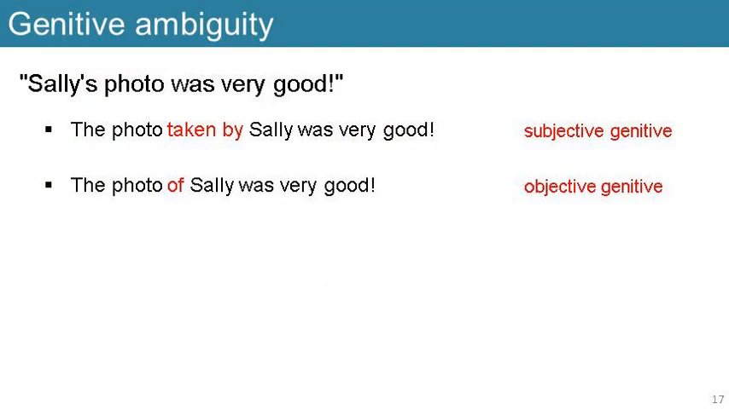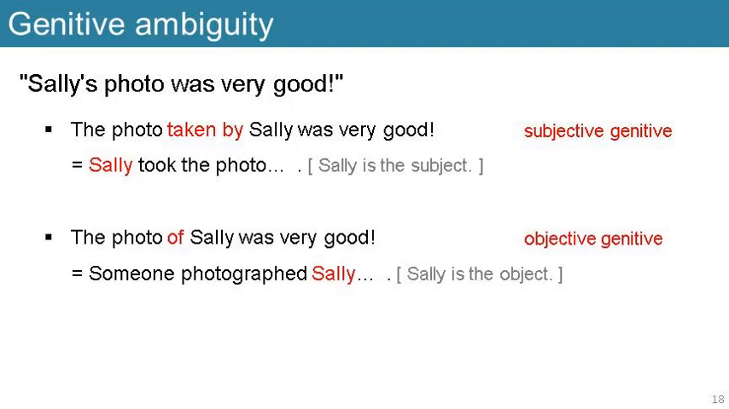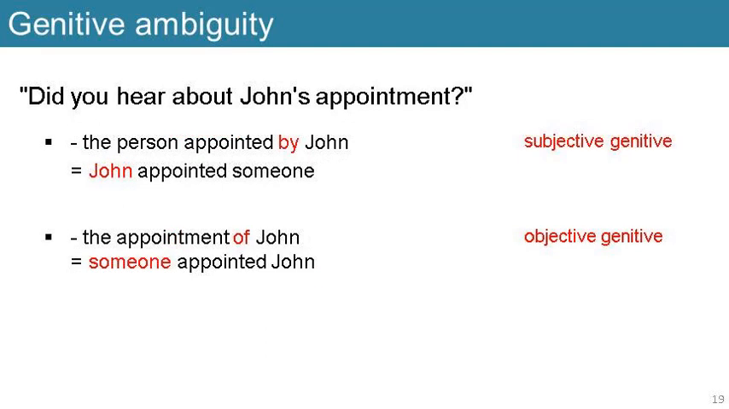These alternative interpretations can be classified as the subjective genitive and the objective genitive. The subjective genitive and objective genitive designations are based on the fact that Sally is the photographer in the first interpretation of the original sentence, and in the second interpretation she is the photographed. Here is another ambiguous genitive. Did you hear about John's appointment? It could refer to someone whom John appointed, or to the appointment of John by someone.